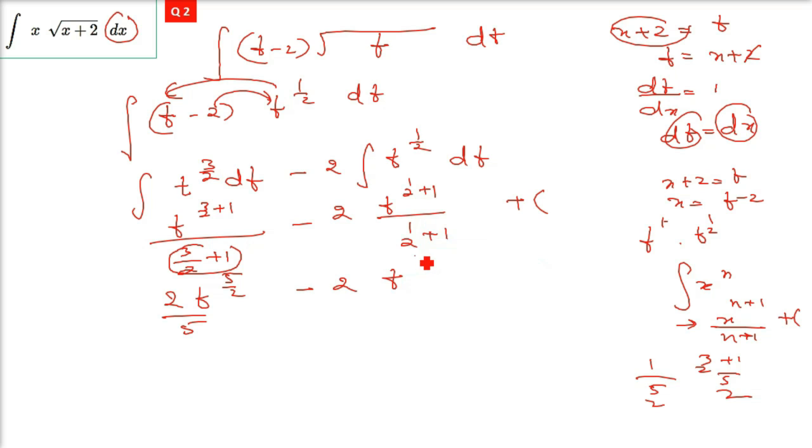Half plus 1 is 3 by 2, it goes up. So this will be 2 by 3 when it goes up. So 2 by 3, and constant of integration like this. Okay, now what was t? It was x plus 2. t was x plus 2, you introduced it, so you need to get rid of it.